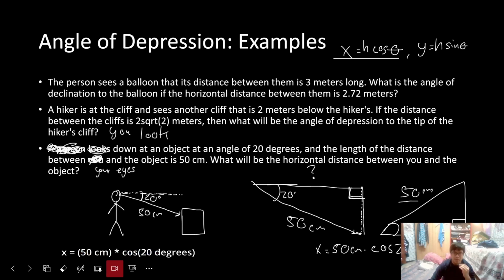So what would be our answer? Let me use our calculator. 50 cosine of 20. Approximately, at two decimal places, we have 46.98 centimeters. That is your horizontal side, or horizontal distance, basically. 46.98 centimeters. You can round it off into a whole number, and you will have 47 centimeters. So, it's up to you.